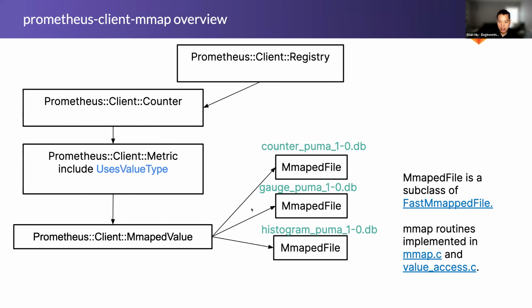So mmap value has an instance of mmap file, and mmap file is a subclass of mmap file. You can click on that link to see the actual implementation, but mmap file is really just all C. It's a Ruby class that's all implemented in C, and the main routines are in mmap C and value access C. We'll delve into some of the details. I won't get into all of them, but I'll highlight some of the important things.